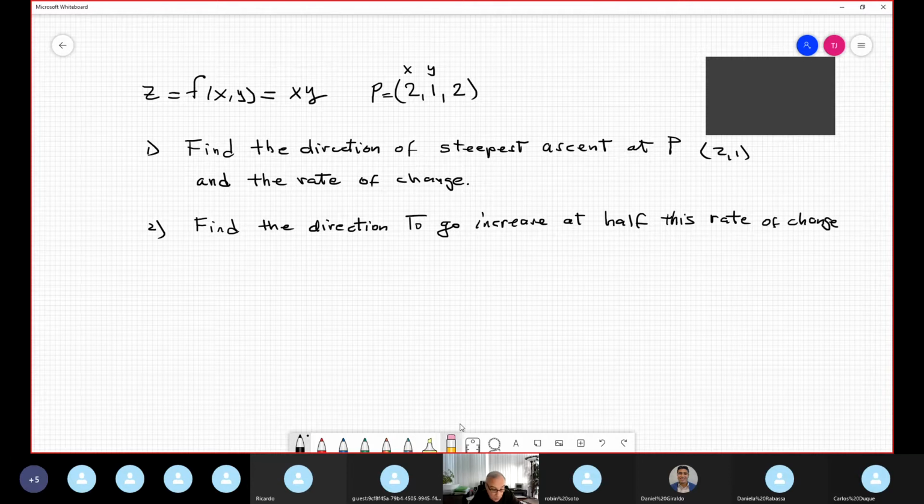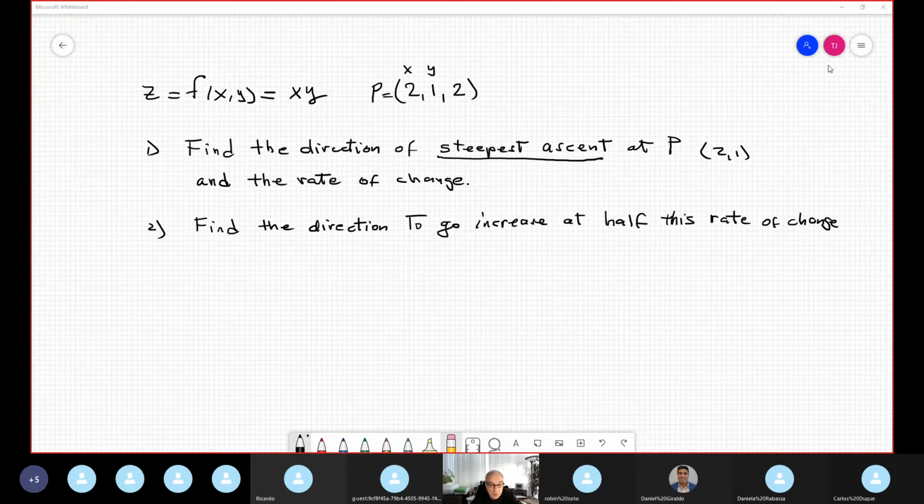So this rate of change we computed in the first question, no? Okay. Because I know that this word steep ascent indicates gradient. But the first thing I should do is compute the gradient. So the gradient is, by definition, partial of the function with respect to x and partial of the function with respect to y.